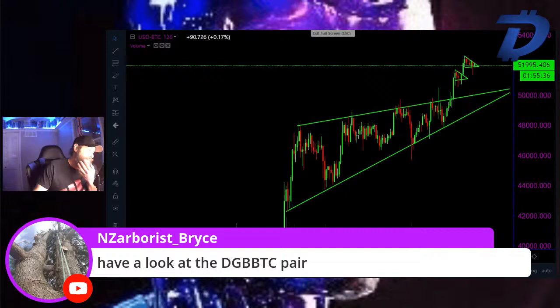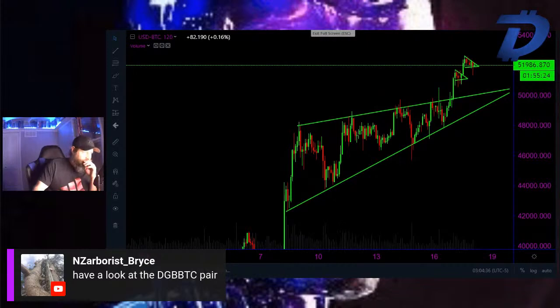Have a look at the DGB BTC pair. Okay. Yeah, that's a gnarly tree, man. Let me make this back small. And I can do that. I think I did it a couple of times.